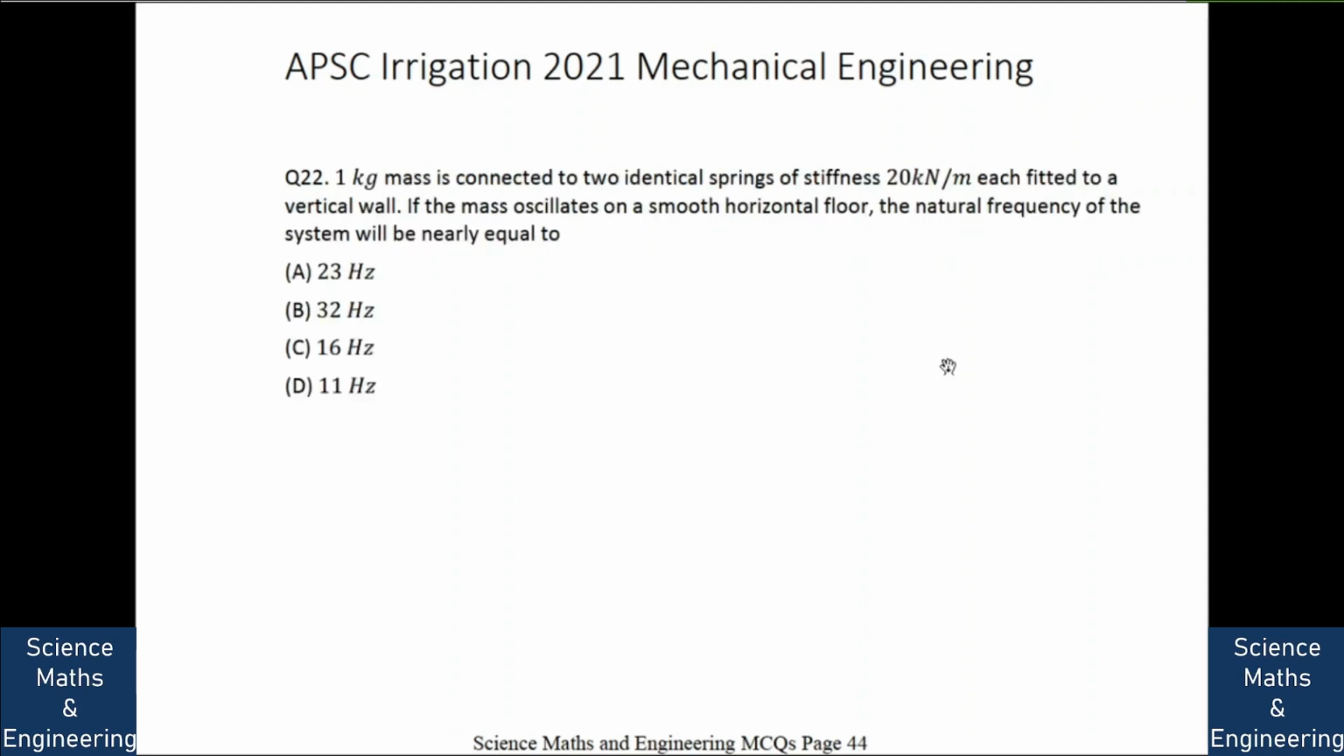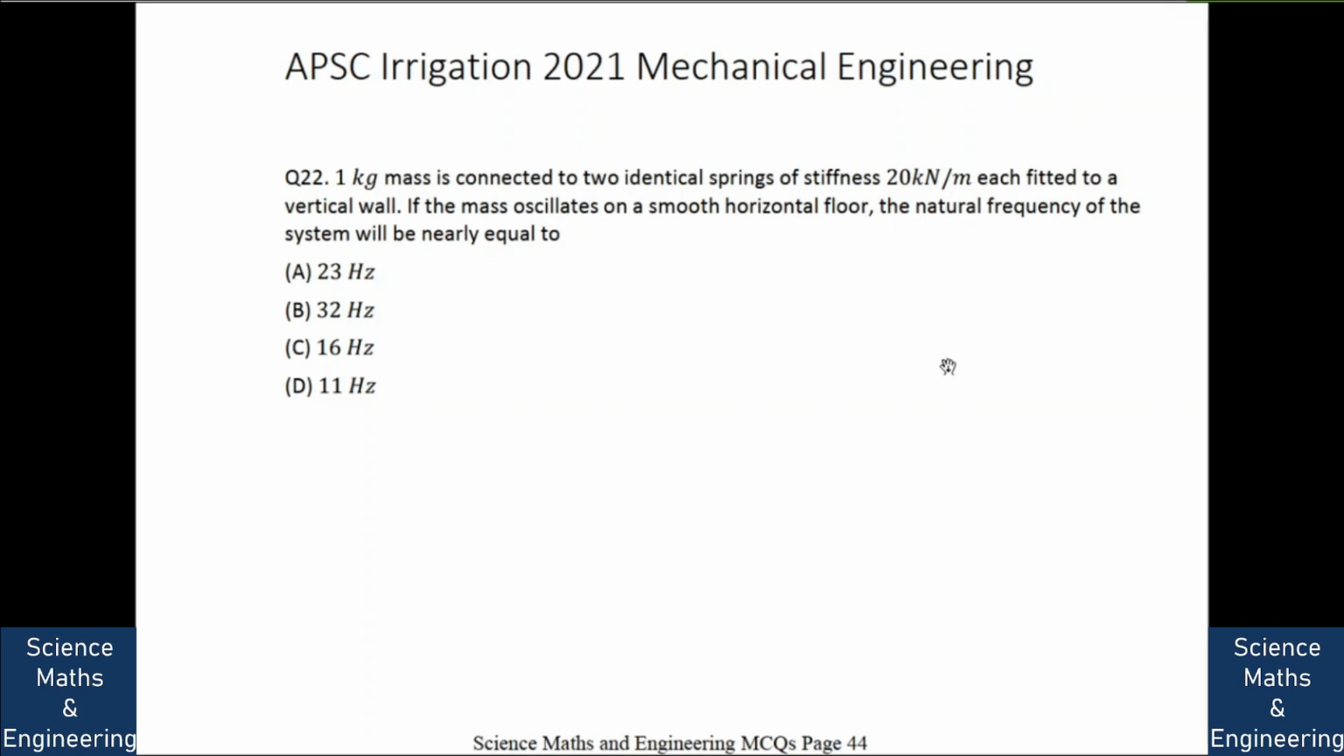A 1 kg mass is connected to two identical springs of stiffness 20 kilonewton per meter, and these are fitted to a vertical wall. Now if the mass oscillates on a smooth horizontal floor, the natural frequency of the system will be nearly equal to A, 23 Hz, B, 32 Hz, C, 16 Hz, or D, 11 Hz. For this kind of problem, you first try to draw the figure and then solve it. So you can pause and try to solve this question.